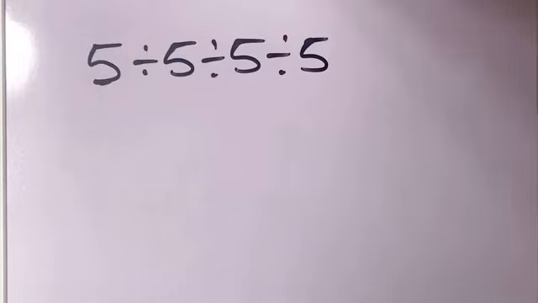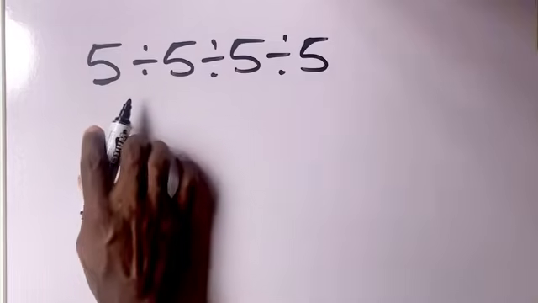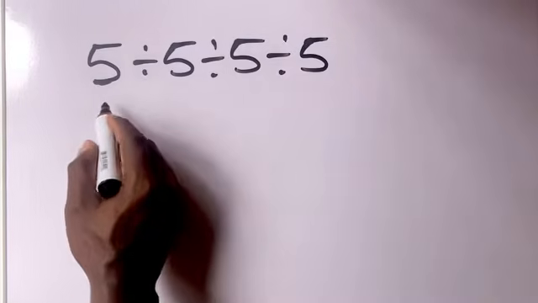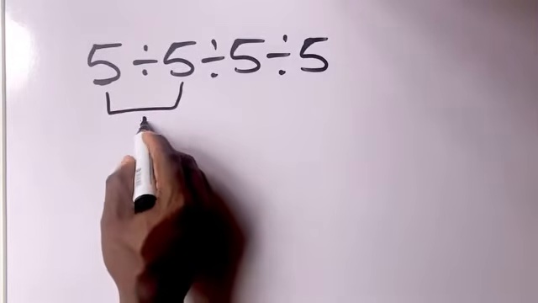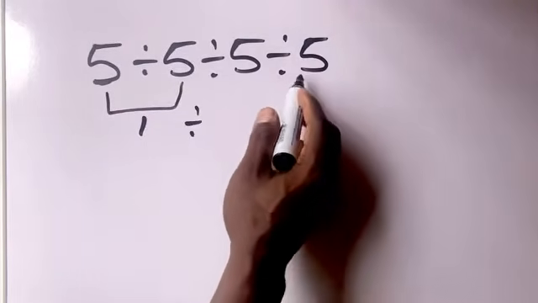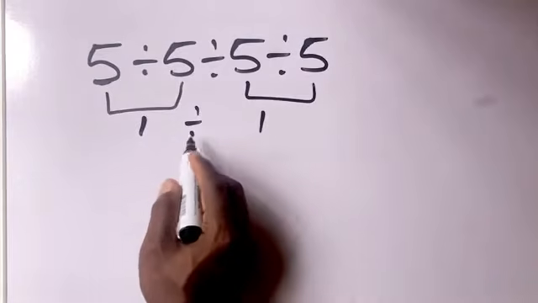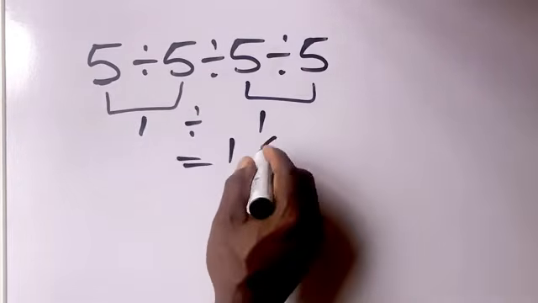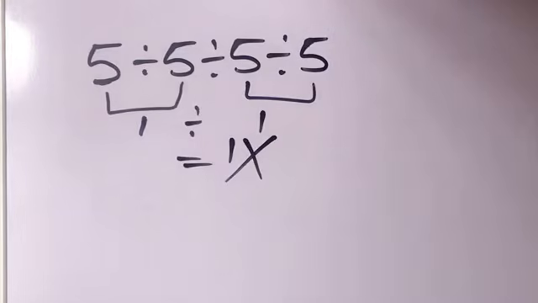Now let's solve this simple maths problem. 5 divided by 5, divided by 5, divided by 5, and so on. So 5 divided by 5 is what? 1. 5 divided by 5 is what? 1. 1 divided by 1 is equals to what? 1. But this answer is not correct.